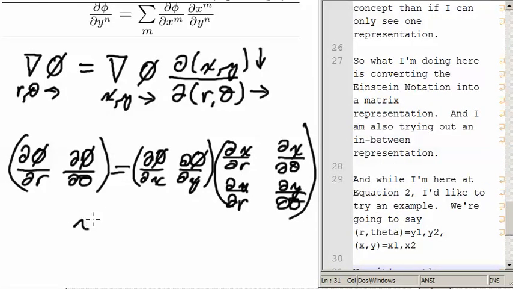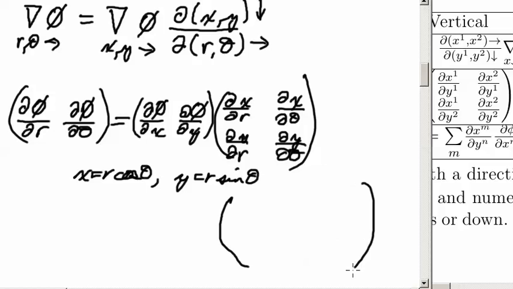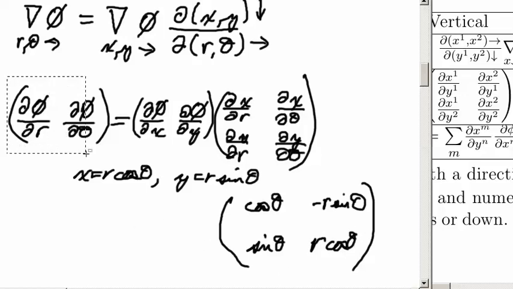Now if we have an example, such as x equals r cosine theta and y equals r sine theta, which are pretty typical examples of what x and y would be, then we could figure out what this matrix over here is in terms of those variables. Del x del r would be cosine theta, and del x del theta would be negative r sine theta. Del y del r would be sine theta, and del y del theta would be positive r cosine theta. And then everything else can just be copied down.